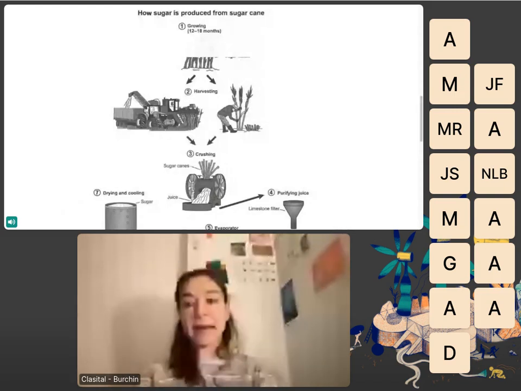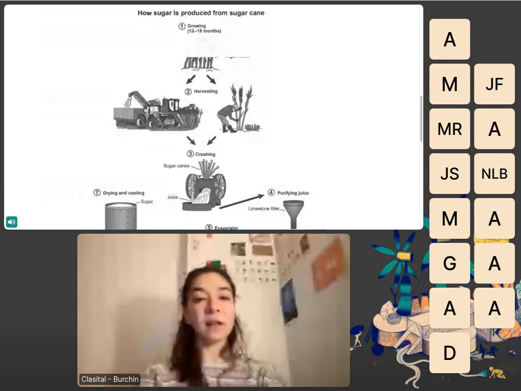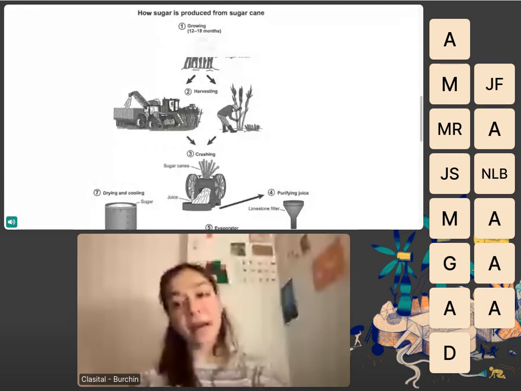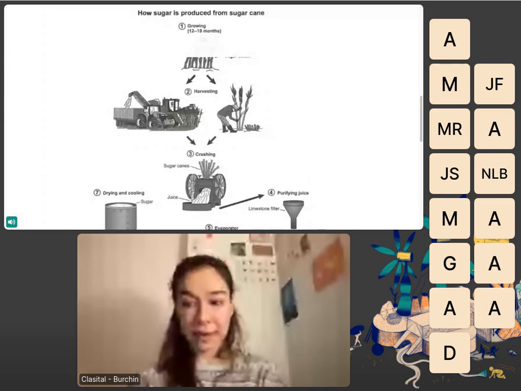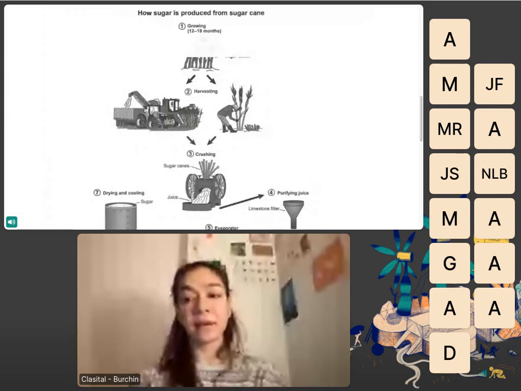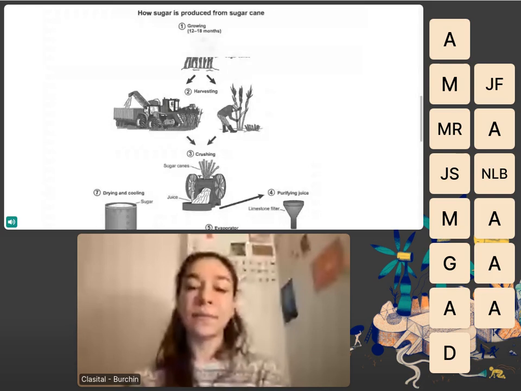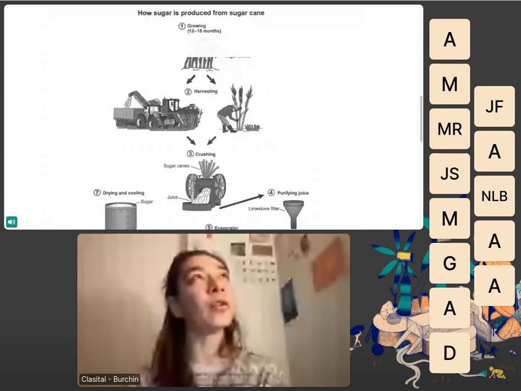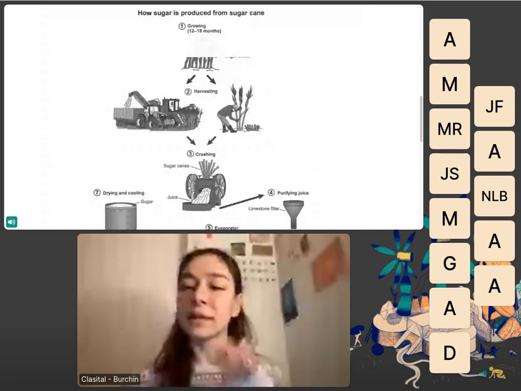Mena says, as the diagram shows, firstly, it takes a year and a half. It takes a year or a year and a half to grow sugar cane. Secondly, sugar cane are canes. Plural, you're saying are. Secondly, sugar canes are harvested by using machine or labor or human force. Labor is labor.